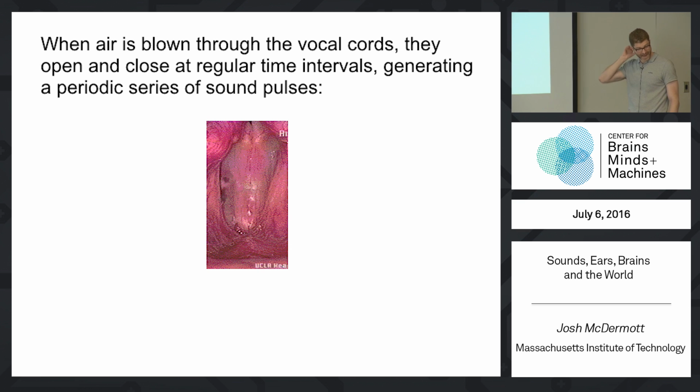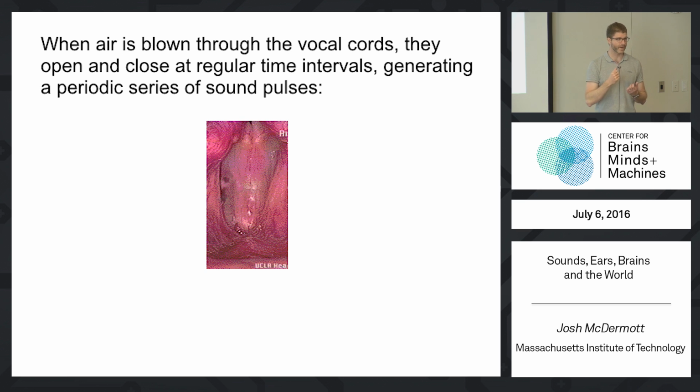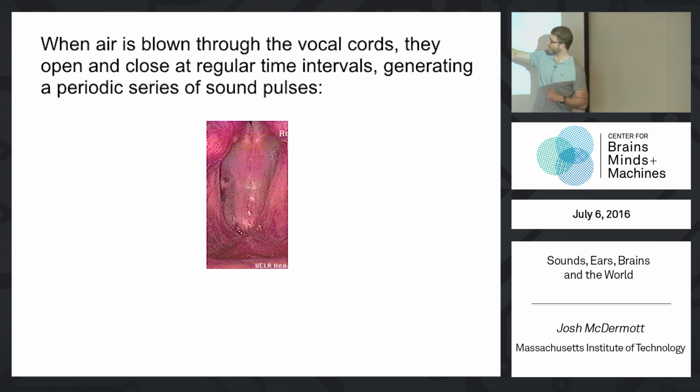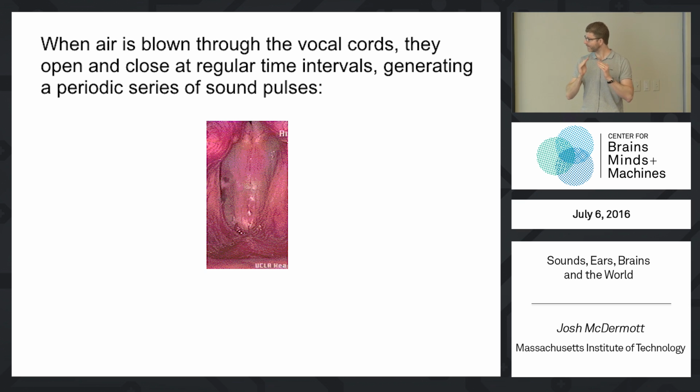And so as I was just saying, that results, in the case of speech, from vocal cords. What is on the screen is a movie taken from a camera that was stuck down somebody's throat while they were talking. They put a little camera on a tube, stuck it down the throat, and this is just a looped animated GIF. These are the vocal cords. There are these two membranes, and when you speak, air gets blown through those membranes, and they pulse open and closed in a very regular way.